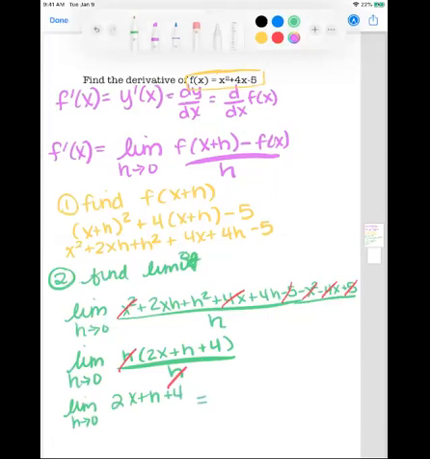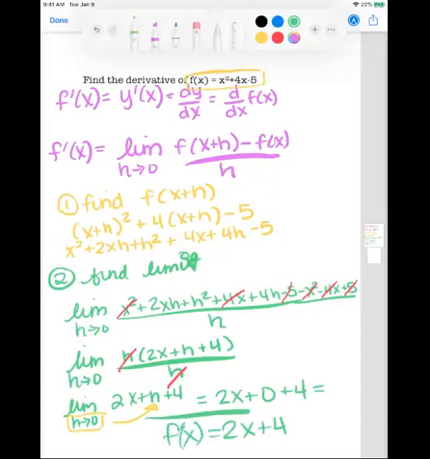All right, at this point, I can do my direct substitution of that 0 for h. This is when I'm going to substitute it in. So I have 2x plus 0 plus 4. So the limit is just 2x plus 4. I'm going to rewrite my f prime of x and box it in.